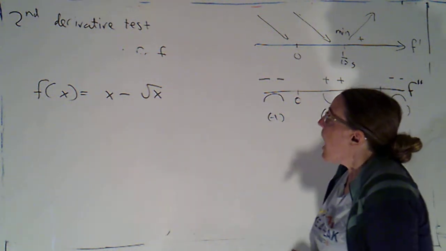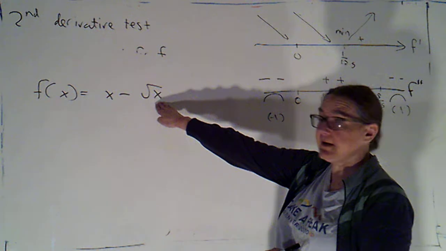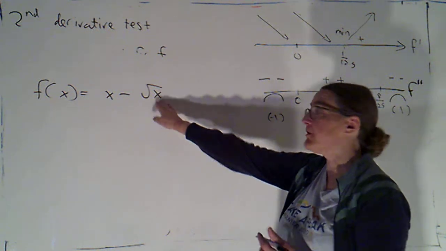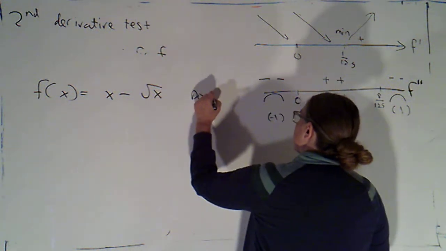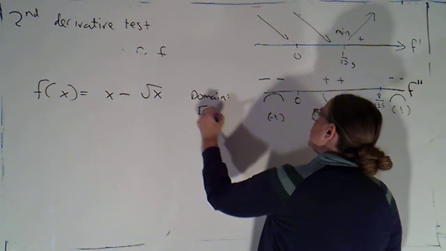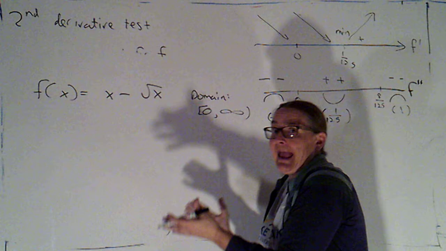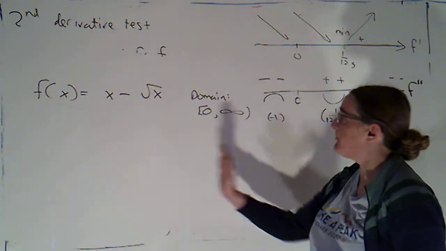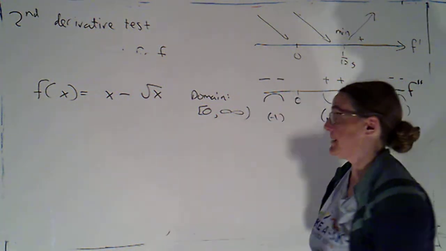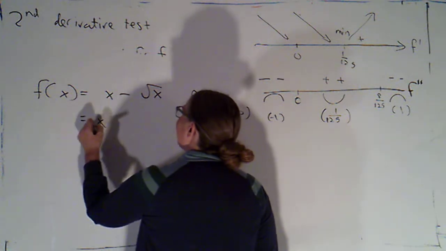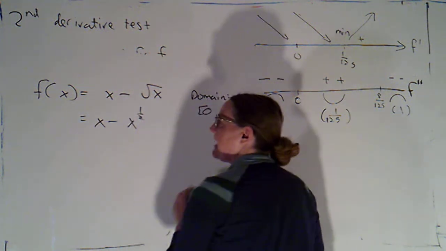All right, I will just point out that with the square root in here, my domain is just everything from 0 to infinity. It's not going to be a problem because I'm not going to get anything that's negative, but if I did, I'd have to say, nope, not in the domain. All right, I'm just going to rewrite this as x minus x to the 1/2.